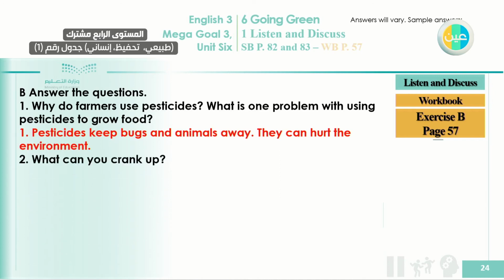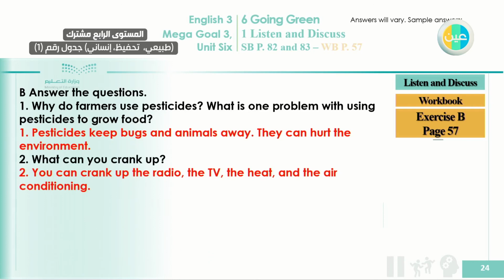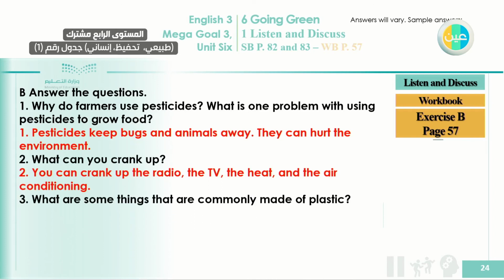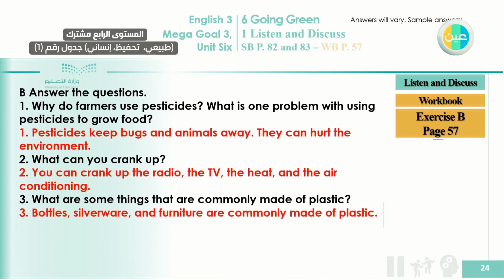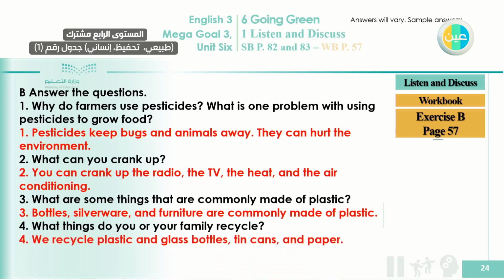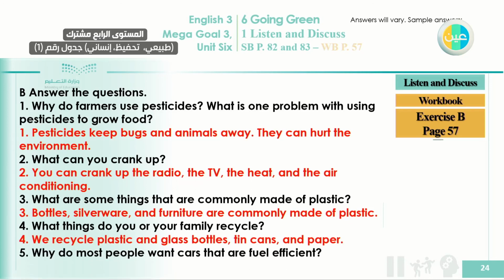Number 2, what can you crank up? You can crank up the radio, the TV, the heat, and the air conditioning. Number 3, what are some things that are commonly made of plastic? Bottles, silverware, and furniture are commonly made of plastic. While number 4 is what things do you or your family recycle, which is we recycle plastic and glass bottles, tins, cans, and paper. And number 5, why do most people want cars that are fuel efficient? And of course, they want to save money on gas.